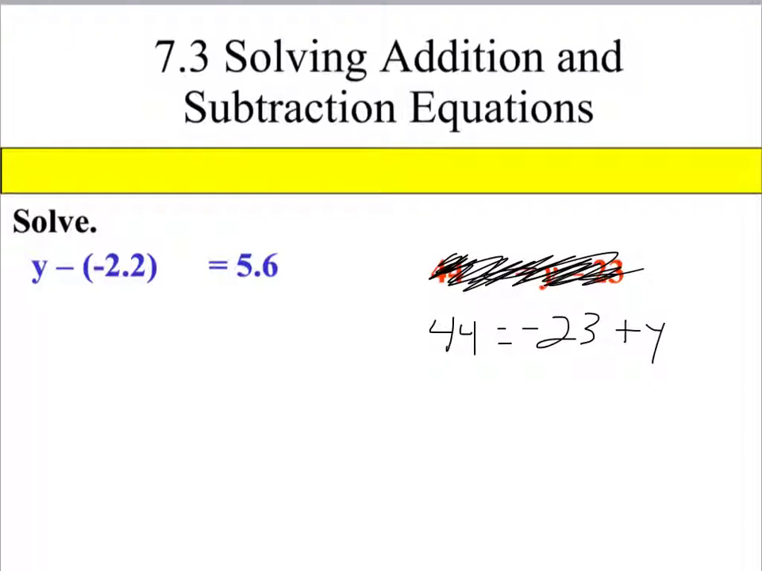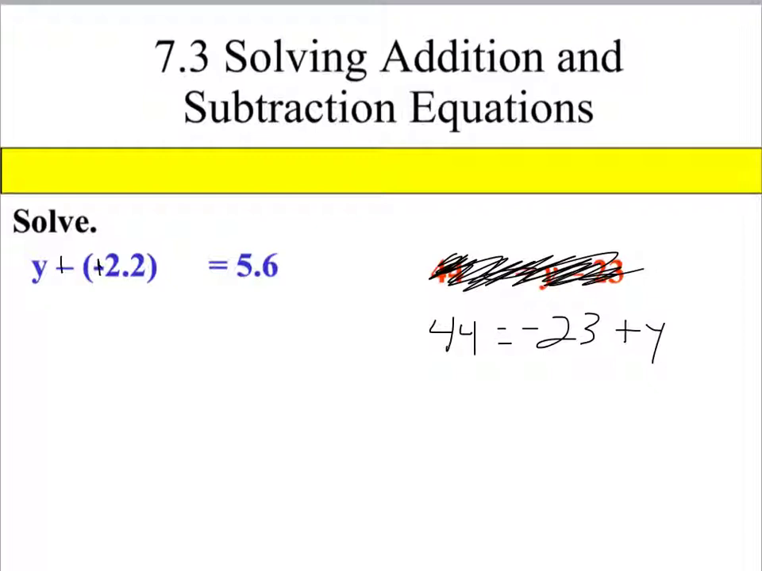Alright, so this first one, it's y minus negative 2.2 is equal to 5.6. Okay, well, we know that what's happening in the problem is subtraction. However, whenever we subtract, remember we talked about adding its opposite. When we add its opposite, and you don't have to every single time you subtract, only do it if it helps your brain think a little bit. When we do this, y minus a negative 2.2, I'm going to add its opposite because now I don't see a subtraction sign. I see y plus 2.2.